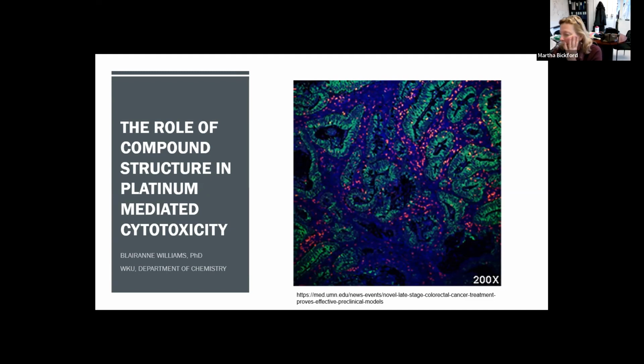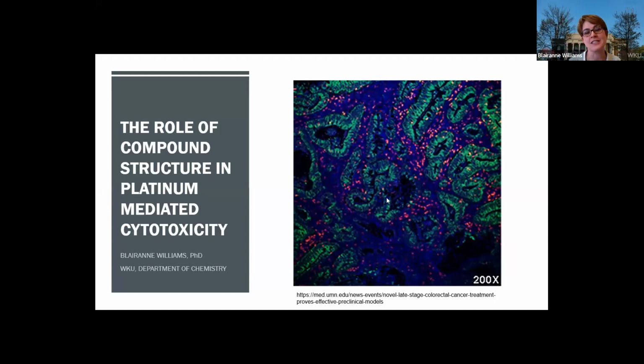So my name is Blairanne Williams. I'm at Western Kentucky, and I work on platinum compounds. I'm not trying to cure cancer. I'm really interested in the structure of these compounds and how their toxicity is related. Because I'm interested in metals and metal transport, that's kind of how I ended up here. So it is related to cancer, though I am myself not a cancer biologist. But we are going to look at how the structure impacts toxicity.